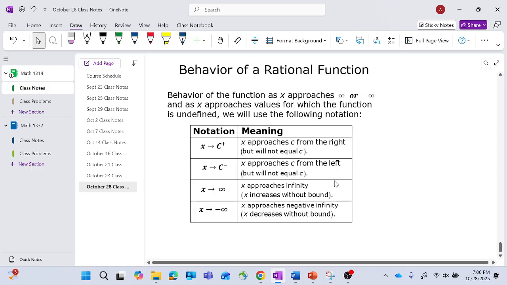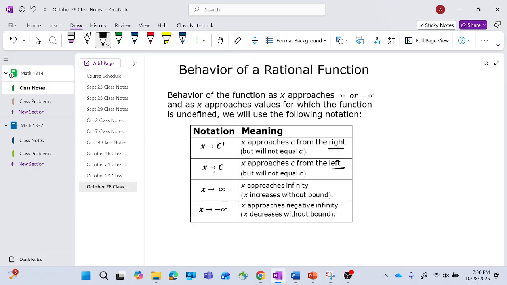And we're about to go over an example of what this looks like. This is kind of like the end behaviors we talked about, I think, 2 classes ago. This is pretty much notation. I guess the new thing will be these two right here: x goes to c plus. When you have an exponent as a plus or a minus, all that means is positive side, negative side, or right side, left side.